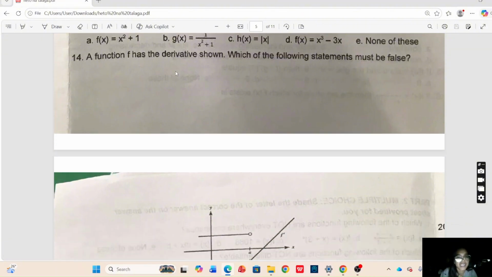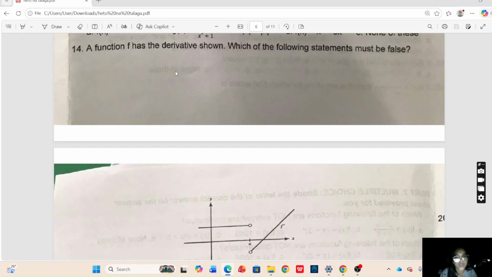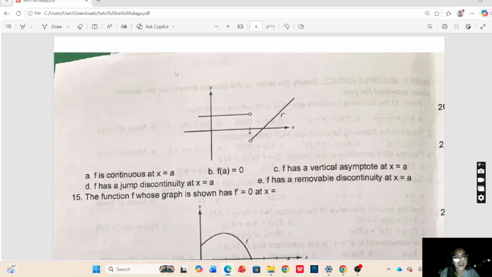So we have number 14. A function f has the derivative shown. Which of the following statements must be false? So, to answer this, we analyze the meaning of the derivatives carefully. A derivative represents the slope of the tangent line and rate of change of the function. Positive derivatives indicate increasing behavior, while negative derivatives indicate decreasing behavior. Any statement contradicting these properties must be false. Therefore, the correct answer is the statement that contradicts the behavior of derivatives.